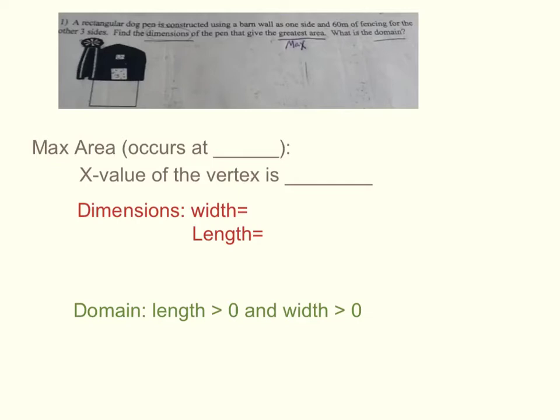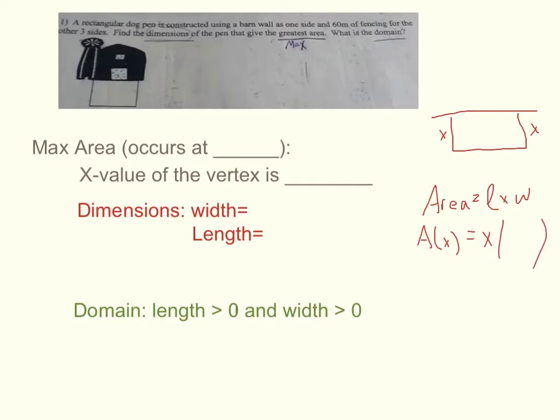Alright, here we go. We've got a barn, but that counts as one of the sides. Then we've got a rectangular pen. Rectangles have 2 sides, a length and a width. We'll call the side that's the same x. The area for a rectangle is length times width. Our function is going to be the area in terms of x. So one dimension is just x. But what is the other dimension? What is the other side right here?